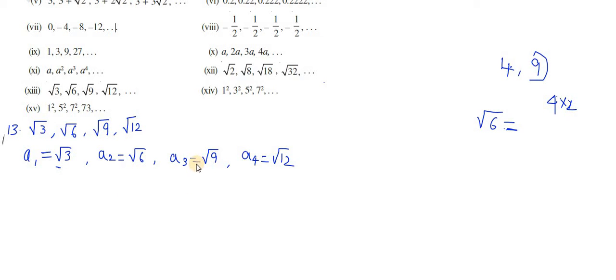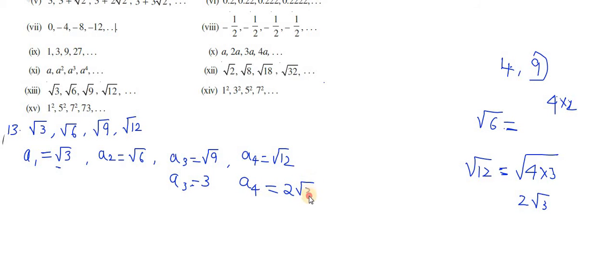And square root of a3, square root of 9, is nothing but 3. Okay, a3 we can write as 3. And next a4, square root of 12, we need to split into 2 terms such that one is perfect and one is non-perfect. Which numbers can you write? We can write 4 3s are, right? What is 4 3s are? 12. So 4 is a perfect square, so we can write 2 root 3. Therefore a4 is equal to 2 root 3.